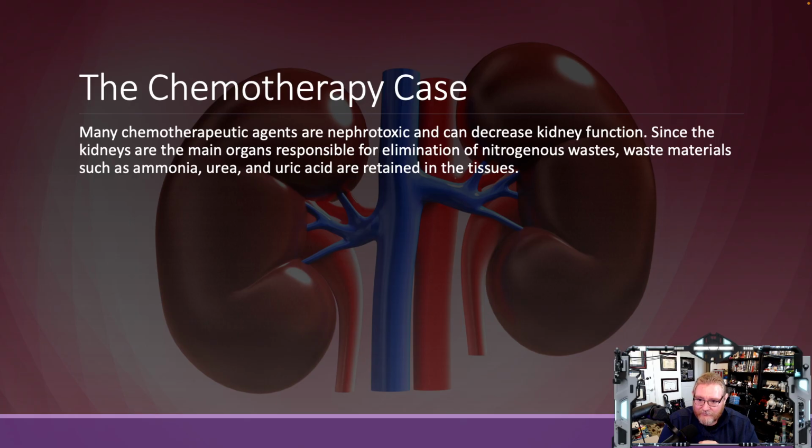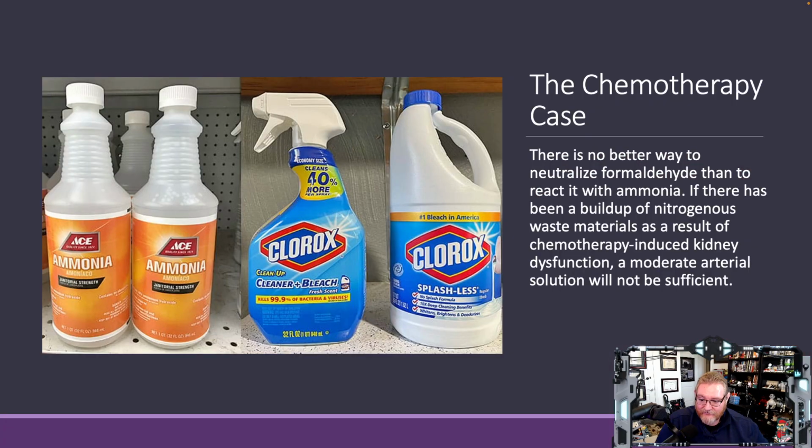So the chemotherapy case. Many chemotherapeutic agents are nephrotoxic and can decrease kidney function. If you are taking medications for any conditions, you likely have to go annually to see your doctor for blood testing to do exactly this: test your kidney functions. Since the kidneys are the main organs responsible for elimination of nitrogenous wastes, waste materials such as ammonia, urea, and uric acid are retained in the tissues. There is no better way to neutralize formaldehyde than to react it with ammonia.